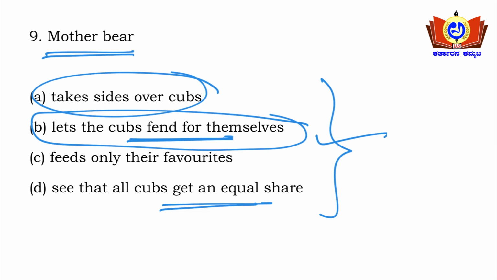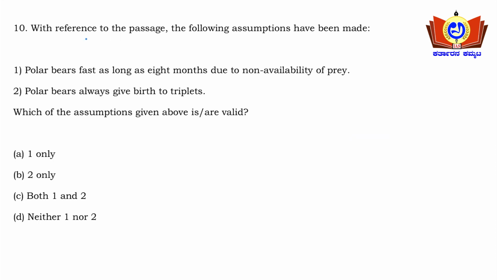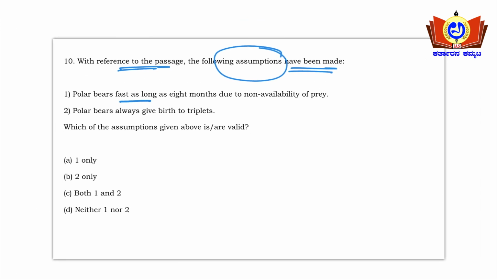With reference to the passage, the following assumptions have been made here. Polar bear fasts as long as 8 months due to non-availability of prey. The passage is telling that the polar bear has gone into hibernation, and hibernation means it has been fasting only, but it is not due to the non-availability of prey, my dear friends. Hence option A is wrong here.